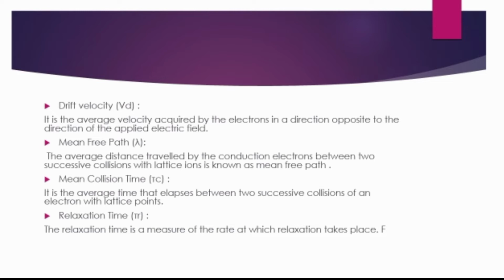Mean free path. The average distance traveled by the conduction electrons between two successive collisions with lattice ions is known as mean free path. Mean collision time. It is the average time that elapses between two successive collisions of an electron with lattice points. Relaxation time. The relaxation time is a measure of the rate at which relaxation takes place.